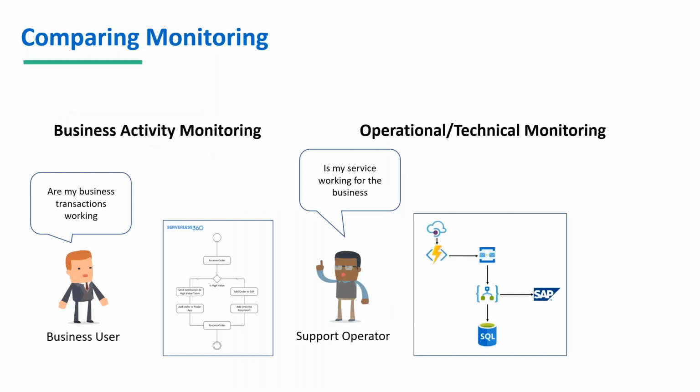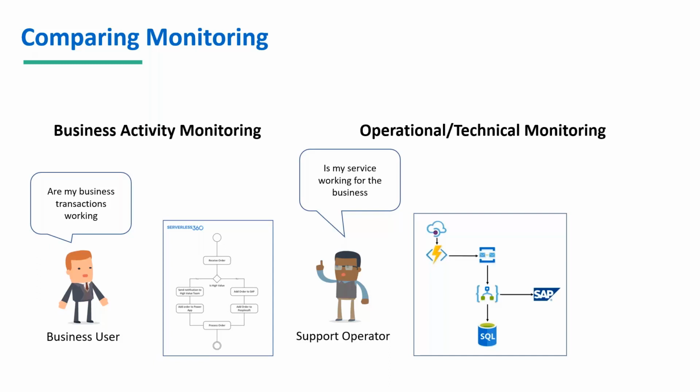Now, if we think about the different types of monitoring, sometimes people aren't clear about the difference between technical monitoring versus business activity monitoring. The technical monitoring, Serverless 360 can help you with the Azure resources itself. So this is really about, is my Logic app working? Is my function working? Is my queue working? The business activity monitoring is really about, is my business transaction working? And they're 2 very distinctly different things.